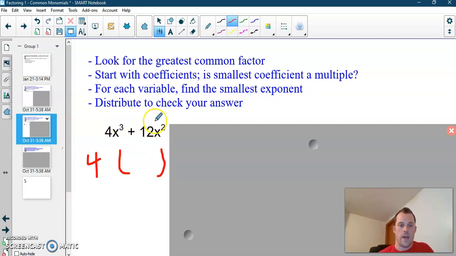And both terms have an x, so we know we can take an x out, but we have to figure out what is the exponent of this x that we're factoring out of our two terms. So that's where we look for the smallest exponent. X to the third, that's the same as x times x times x.